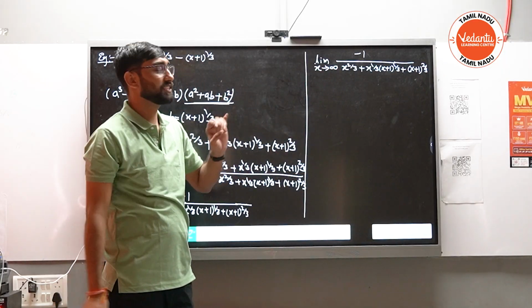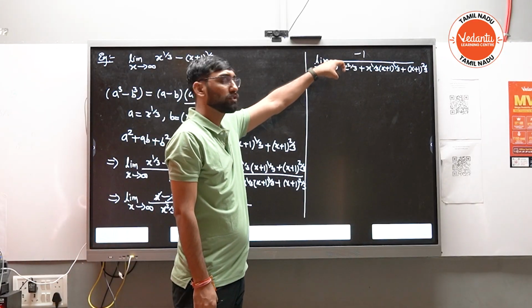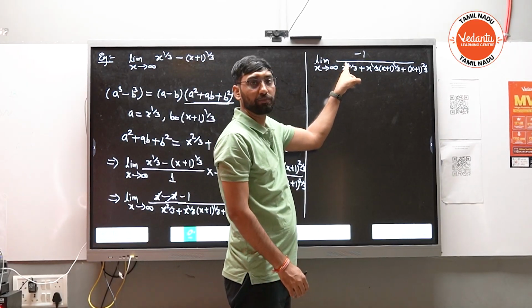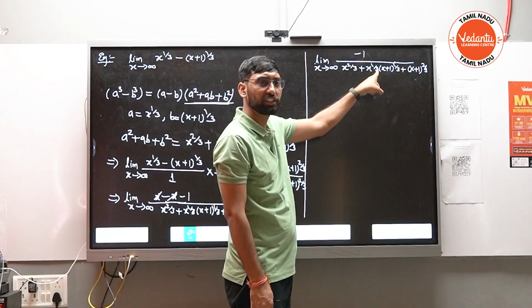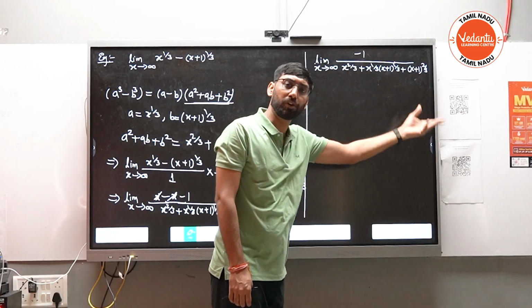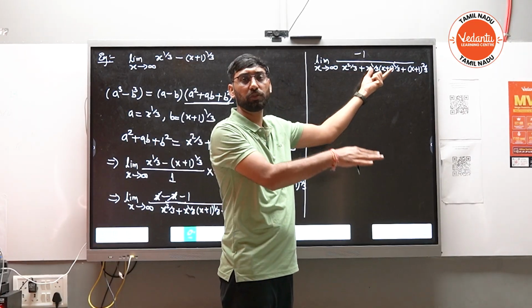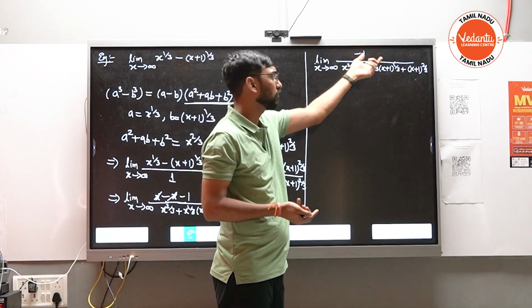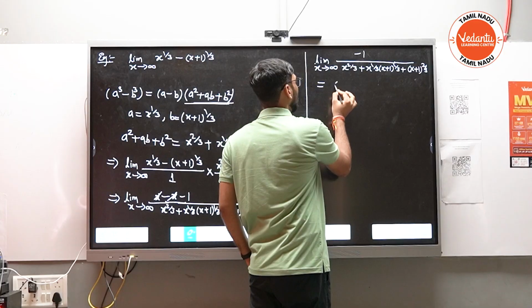Now the interesting thing is coming to the picture. X is moving towards infinity. So where will the denominator go? This term is going towards infinity, this term is going towards infinity, and this term is also going towards infinity. So the whole denominator is moving towards infinity, whereas the numerator is a fixed number, minus 1. So the whole thing will become 0. So the limit will be 0.